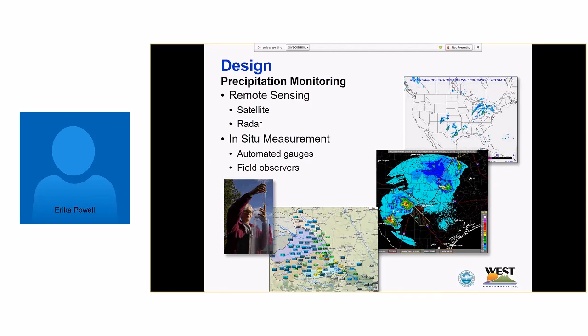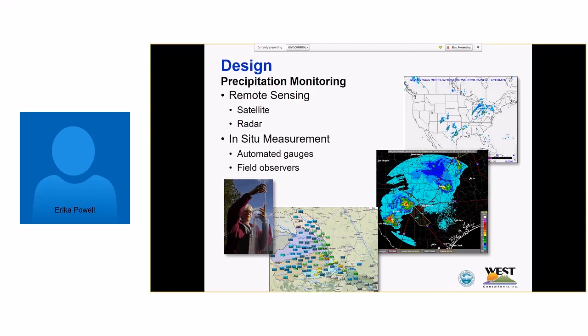On the precipitation and monitoring side, satellite and radar can be very, very useful. Out here in California, we do have some challenges with things called mountains, which tend to get in the way of radars, but there are areas where radar is extremely effective, particularly here in the Sacramento area in the Central Valley.